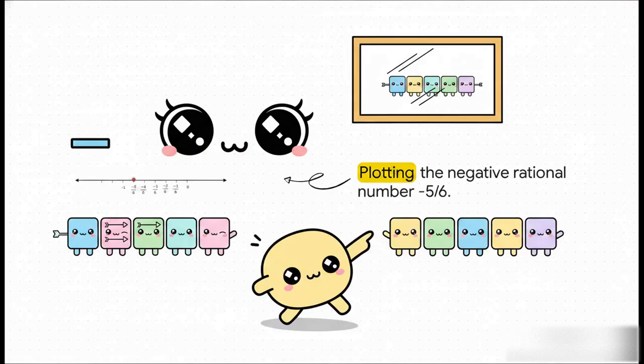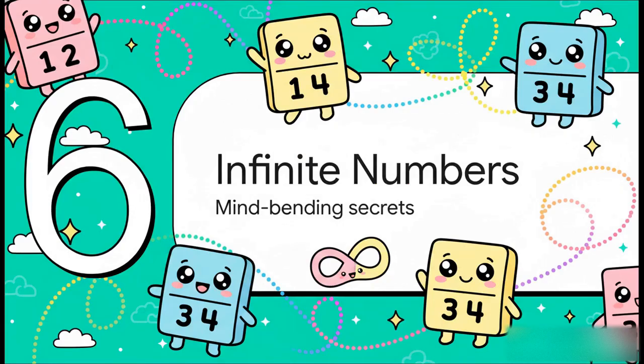And you know what? It works precisely the same way in the other direction. To plot a negative rational number, let's say negative 5 over 6, we just divide the space between 0 and negative 1 into 6 equal parts. Count 5 steps to the left, and that reveals exactly where our negative fraction lives. It's literally a perfect mirror image of the logic we just used. And finally, my absolute favorite part. Section 6, the infinite numbers between.